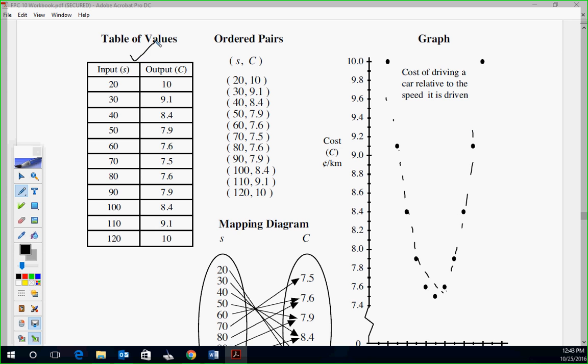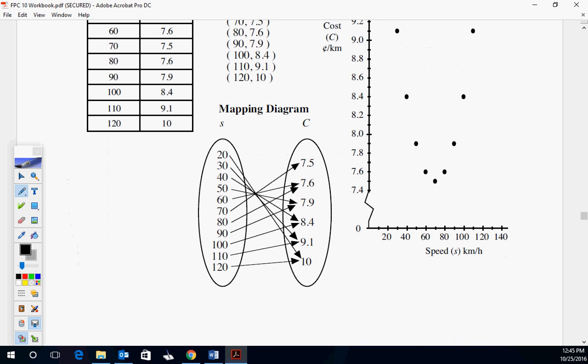Table of values, ordered pairs, graph, mapping diagram. So I think you're familiar with the table. Ordered pairs is just x and y. Okay, these are points. These are putting the points on a graph. And then the mapping diagram is just writing your values and mapping them.